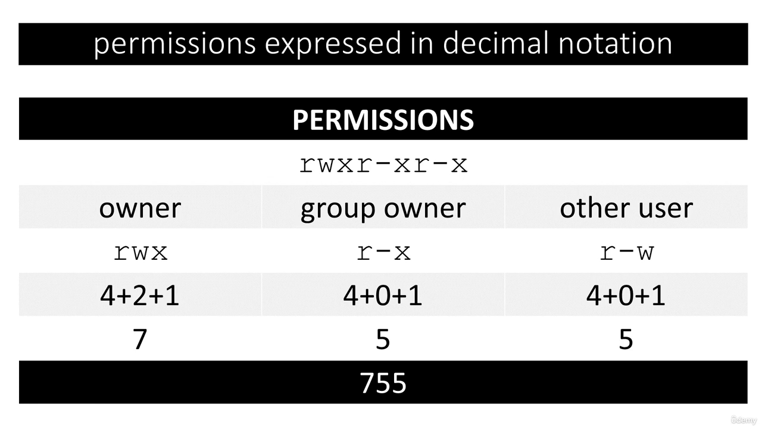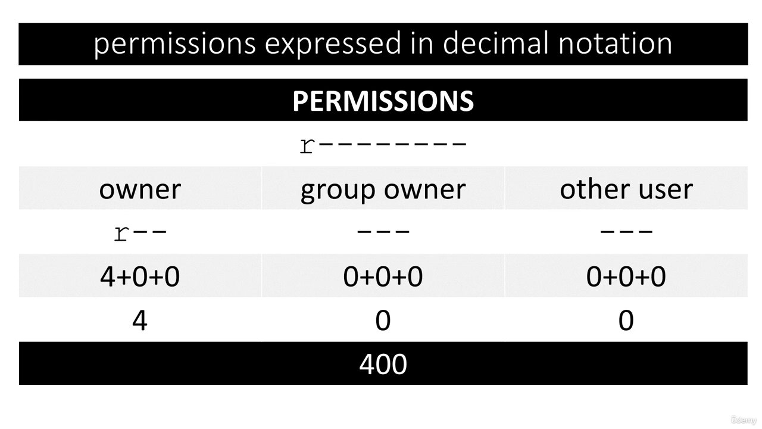Permissions of 755. The 7 refers to the owner. The 5 refers to the group owner. The last 5 refers to the other user. 7 is RWX, 4 plus 2 plus 1. The group owner is 5, 4 plus 1. The other user is 5, 4 plus 1. Permissions of 755.